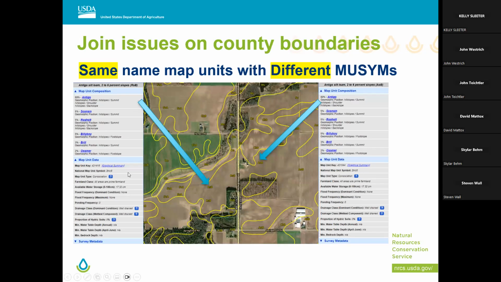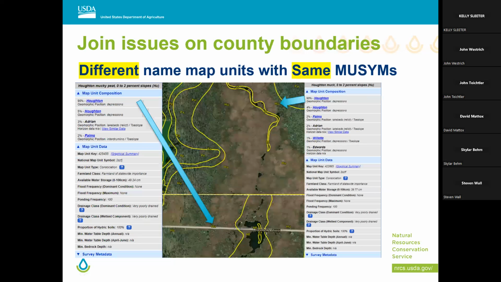So if you see this, the same national map unit symbols are exactly the same, the composition is the same, but the symbols are different, even though it's the same data, the same map unit. So again, we're going to go through and try and clean up some of this stuff, and hopefully within the next year or next October, you guys will see a vast difference in improvement on the political boundaries and the use of these between counties.